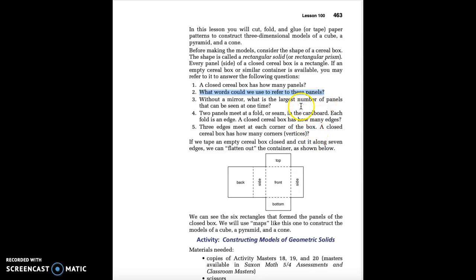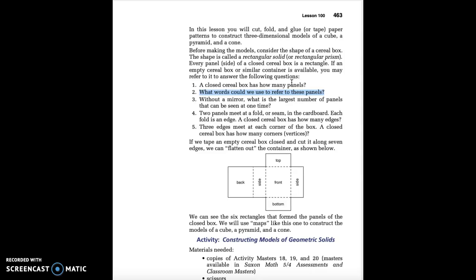We know that faces meet at a vertex or vertices. So this right here would be a view of the cereal box if we were to cut out all the seams. And I never answered number 1, I'm so sorry. A closed cereal box has probably about 6 panels. If you think about the top rectangles, the big part of the cereal box, the middle rectangles, and then the side rectangles, those are all going to be 6 panels.